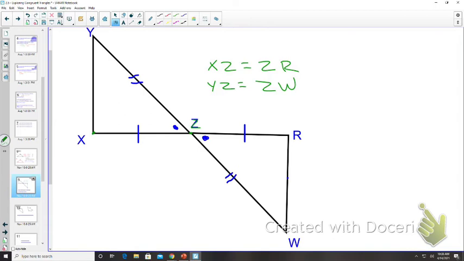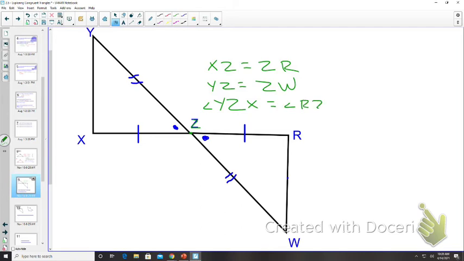Well, we know X and R are both 90-degree angles, but... no, we do not know that, because there's no right angle box. Okay, they look like right angles, I'll give you that. We know that angle YZX is the same as angle RZW. Perfect.